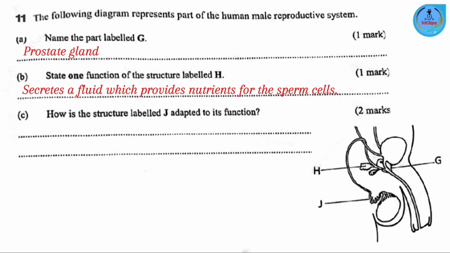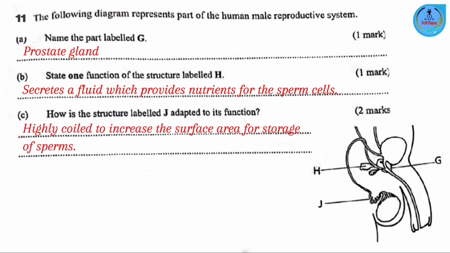Part C. How is the structure labeled J adapted to its function? Now, if you look at J, by the way, you can clearly tell that it's highly coiled. It looks to be coiled, right? So it's highly coiled to increase the surface area for the storage of sperms.